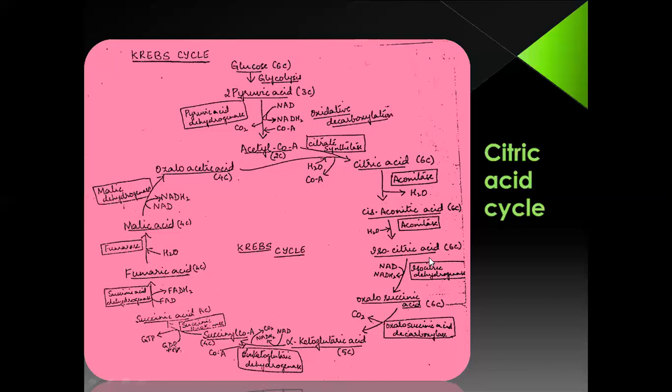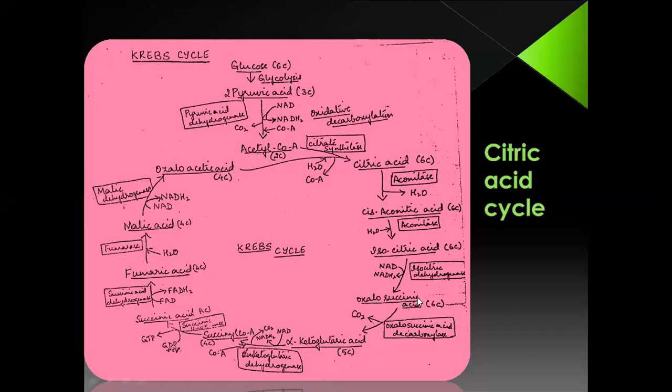And here you can see, as I said, it is an oxidation or dehydrogenation process. So a hydrogen will be removed in the form of H+, that is your proton, and that proton will be gained by the NAD enzyme, which gets reduced to NADH2.